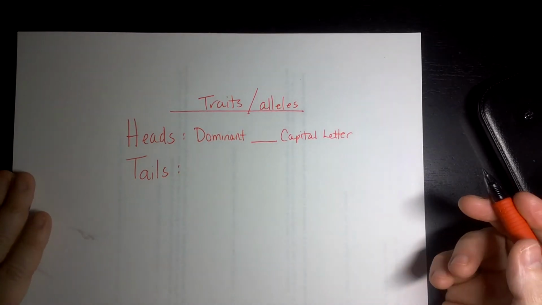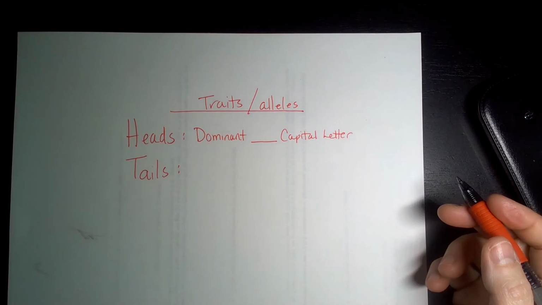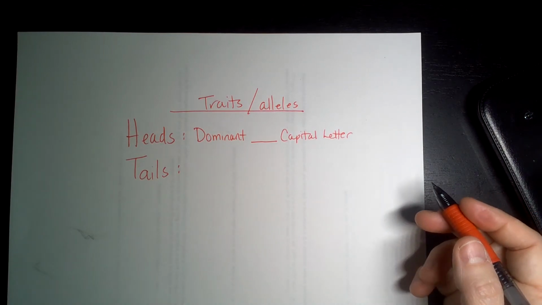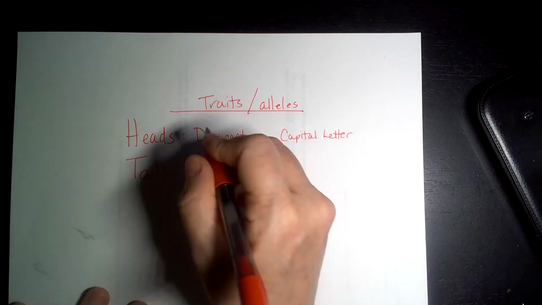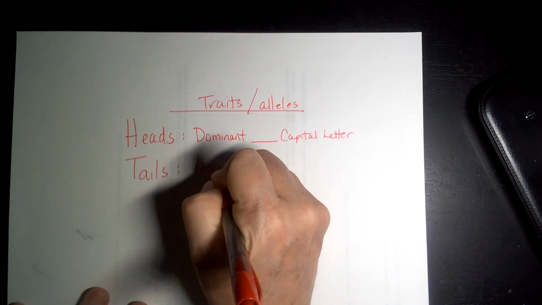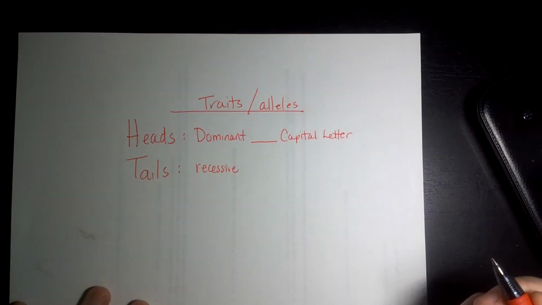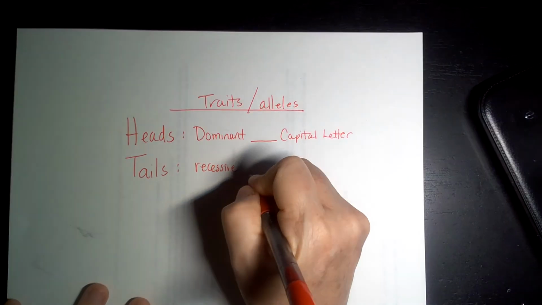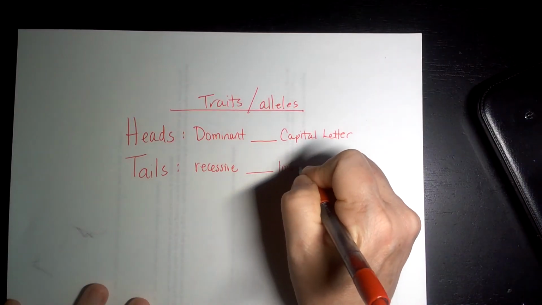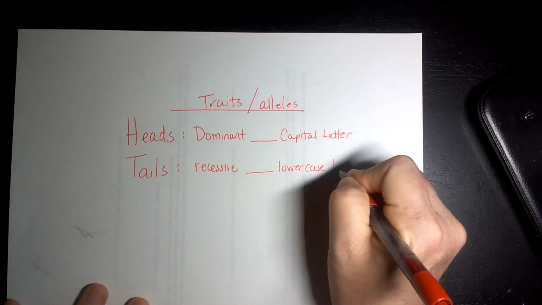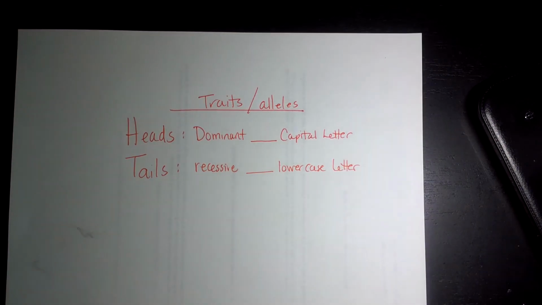Okay, so an allele is the actual single gene that you give to your offspring. Tails is going to represent recessive. Recessive alleles are the opposite. They are going to be written by a lowercase letter. And that's what I need you to remember.